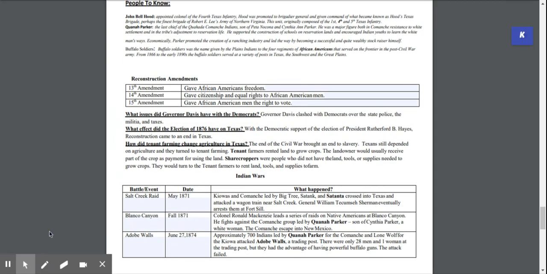I have three other sections here that we need to look at. I do want you to draw a line. If you are working with me, I want you to draw a line right here. This will be the end of our first assignment.